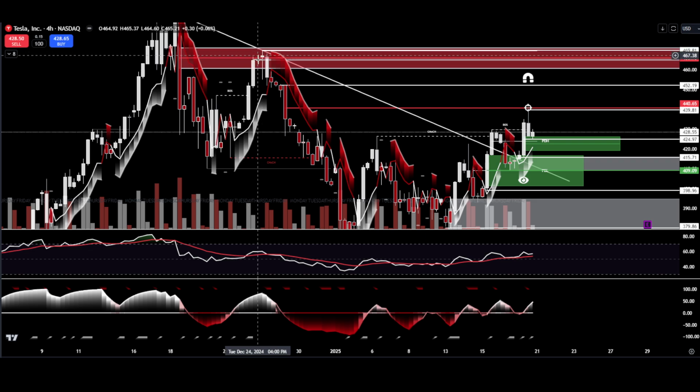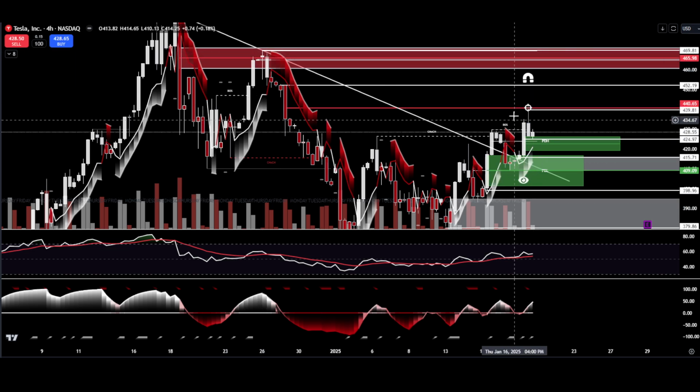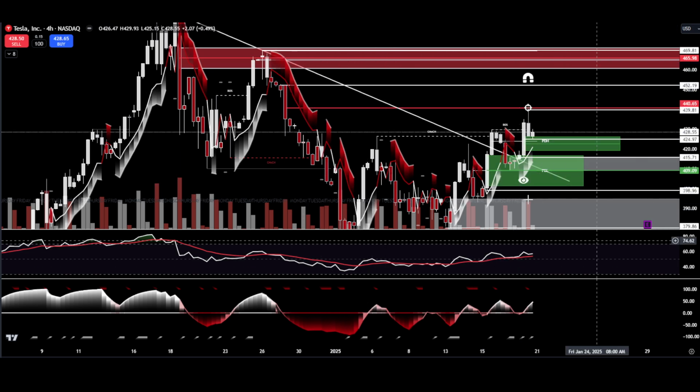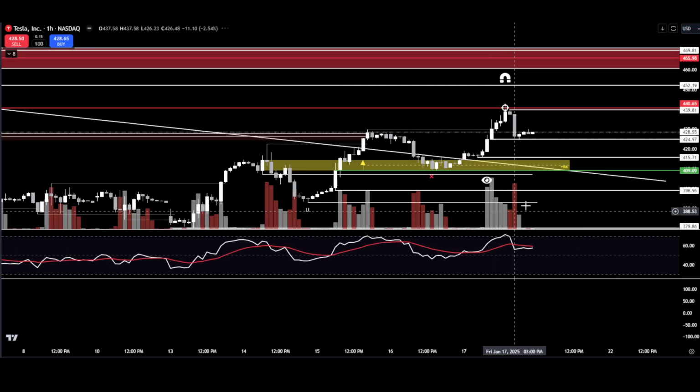We already saw price come into it and reject it. And now we're looking for price to come back into it. We might reject it one more time, which would set up a bit of a cup and handle type of situation, where then we could see price move to higher highs potentially. Take a look at the 1-hour chart now.